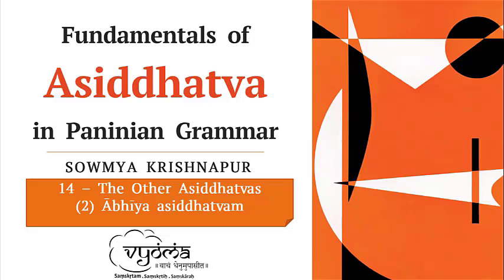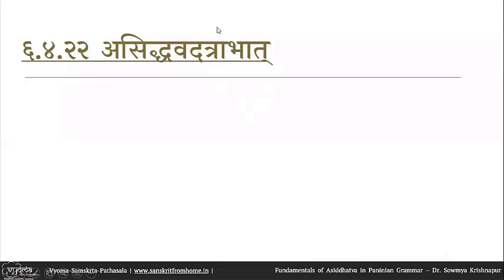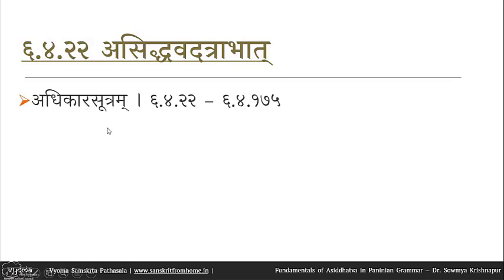So today we will see another kind of asiddhatva which is given by the sutra Asiddhavatraabhat. So 6422 is the sutra number. So Asiddhavat atra abhat iti chedaha. So this is an adhikara sutra which extends from here, that is 6422, till 64175. That is actually the end of the pada 64. Okay. So abhat, bhasya is an adhikara within this range.